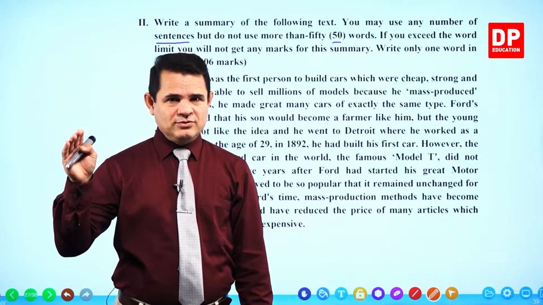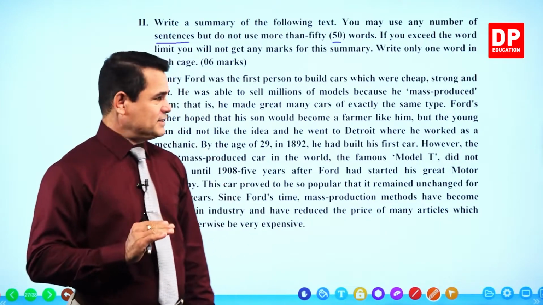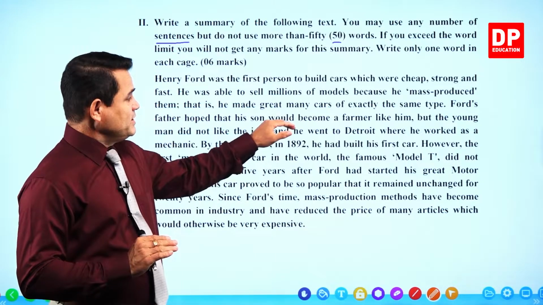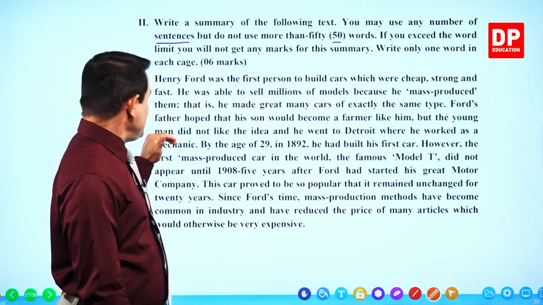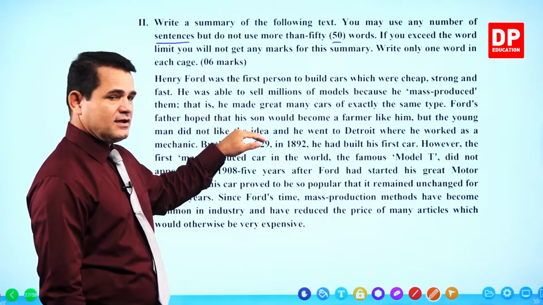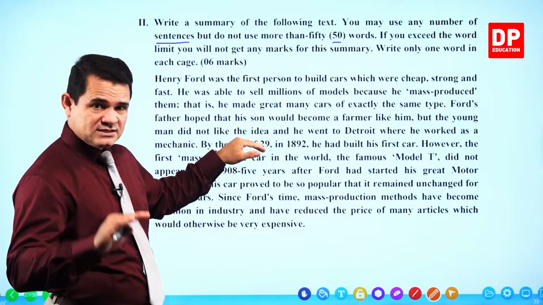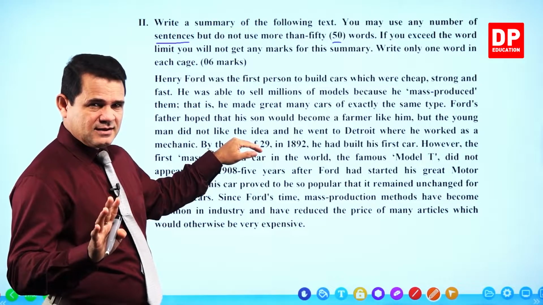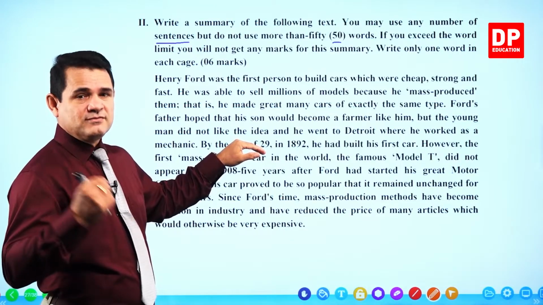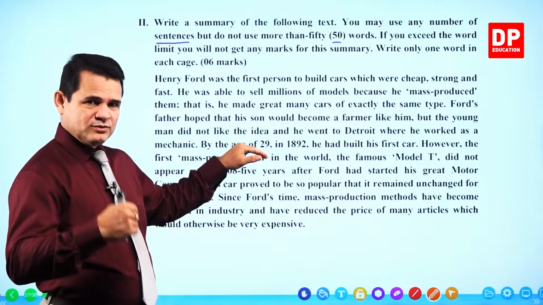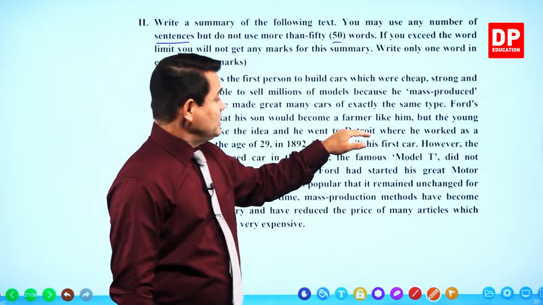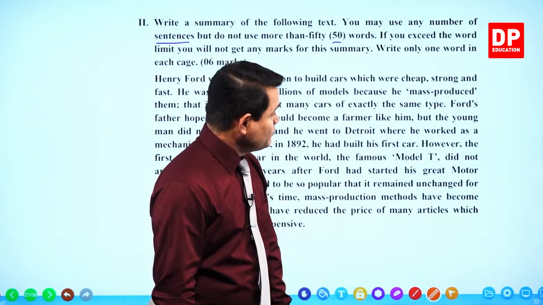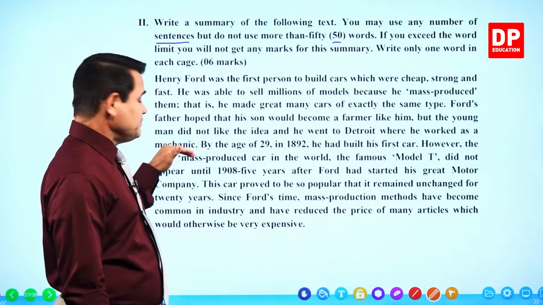farmer කෙනෙක්. ඉතින් යාට උනේ පුතත් farmer කෙනෙක් වෙනවා දකින්න. What would become a farmer like him, but the young man did not like the idea. But this young man, that means son, did not like that, did not want to be a farmer. එයාට ඒ පුතාට farmer කෙනෙක් වෙන්න ඕනේ නෑ. And he went to Detroit where he worked as a mechanic.